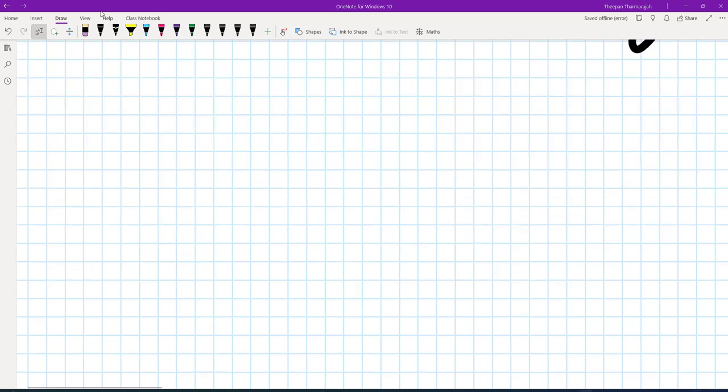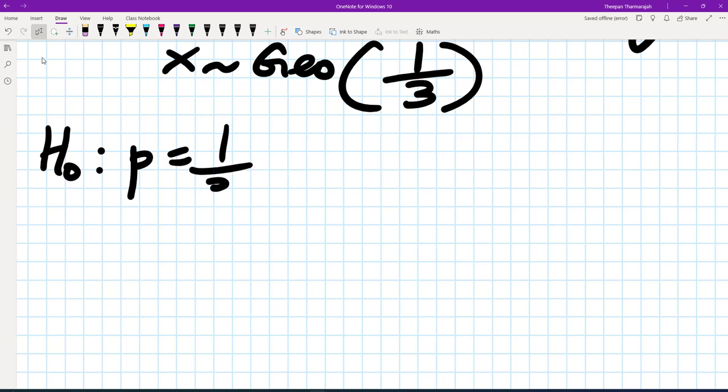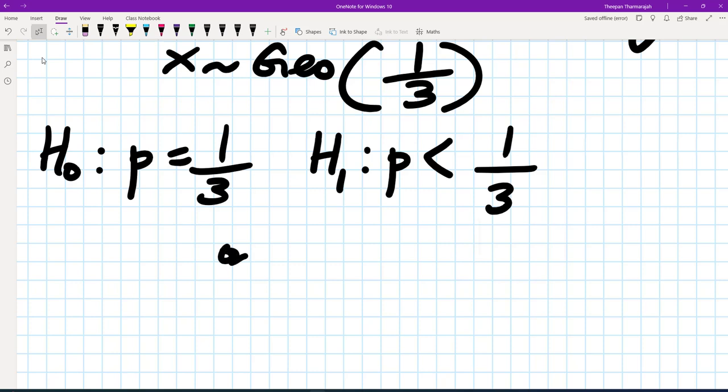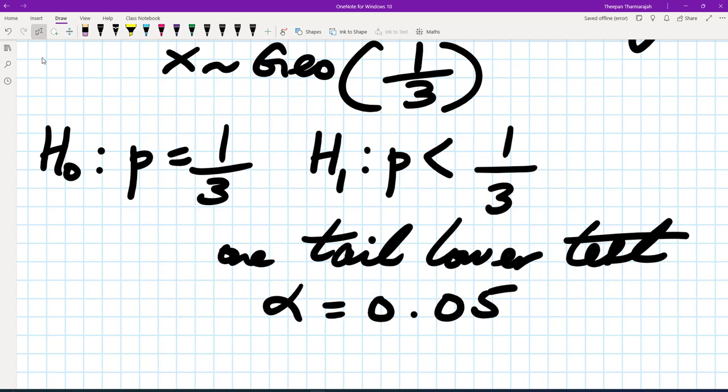Then we can set up our hypothesis. So we'll set our model first. X follows the geometric distribution, P being 1/3. Null hypothesis, P is equal to 1/3. The alternative: if she's overstating her ability, P is actually less than what she claims. So it's P is less than 1/3. We state it's a one-tailed lower test, where alpha is 0.05.